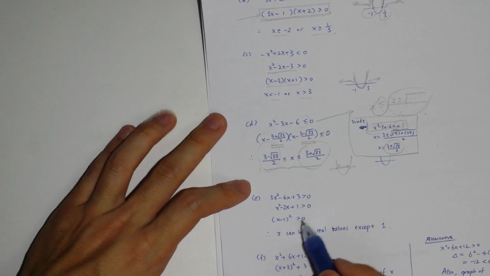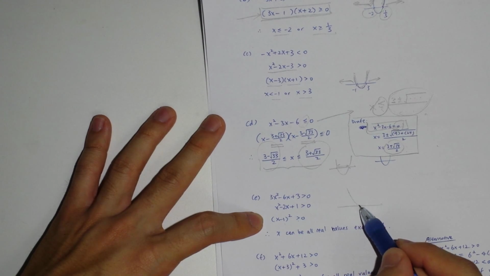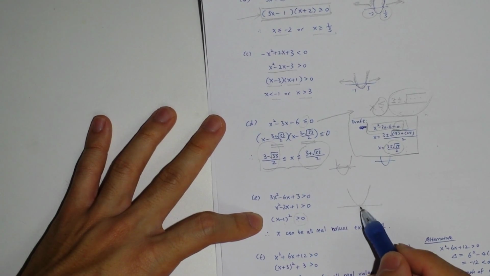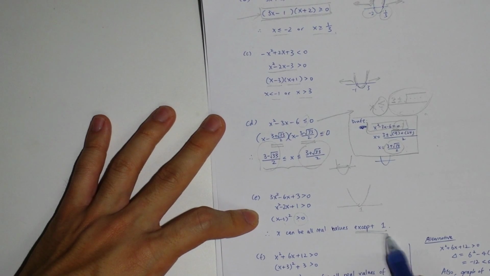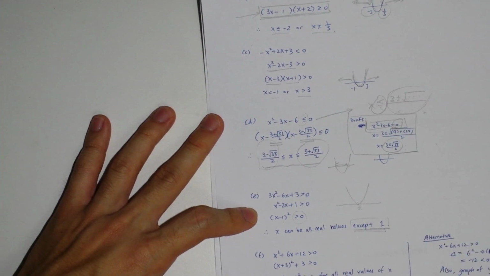Okay, part E, very similarly, you can use factorization, and note that this graph is just touching at 1. However, you're looking at greater than 0, so at 1 it is exactly 0, which is not included. So x can be all real values except 1.